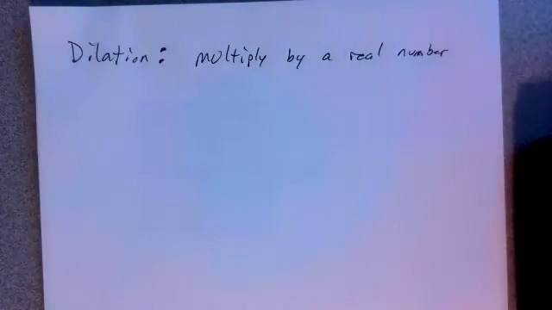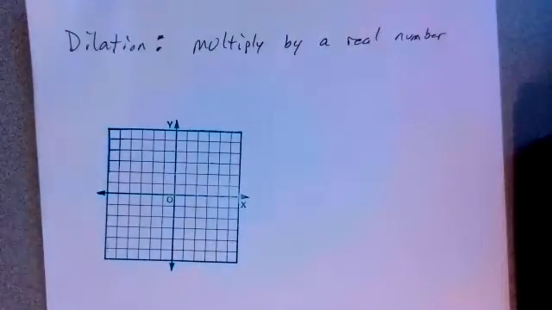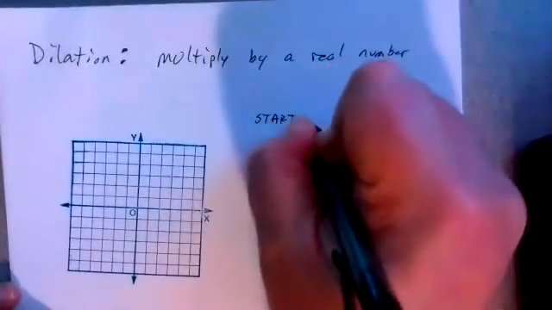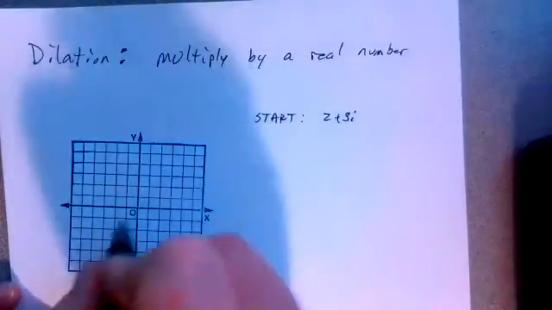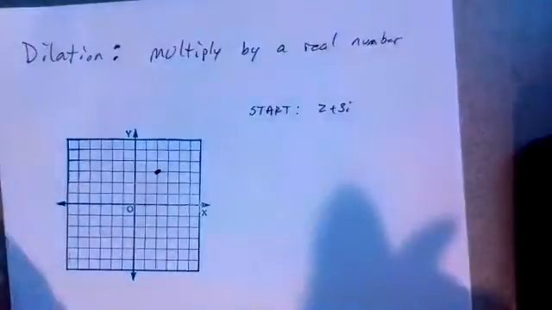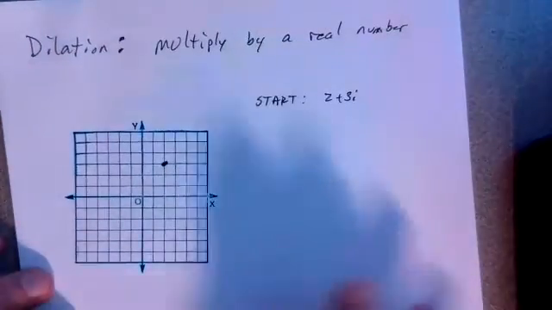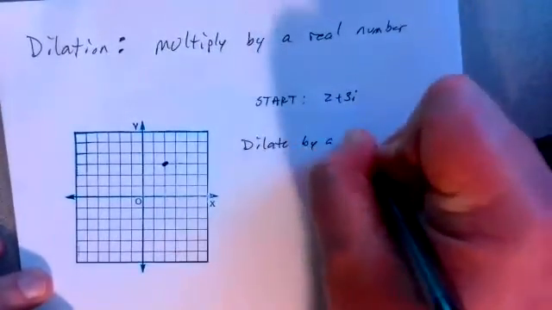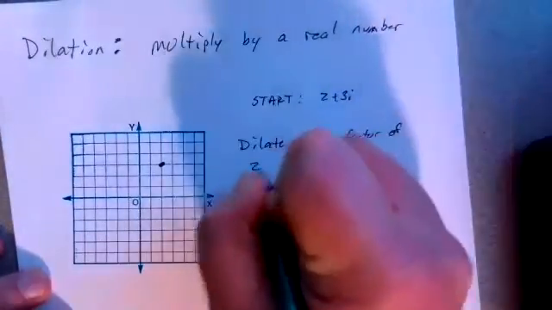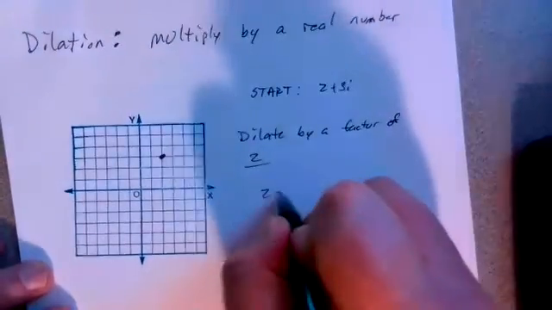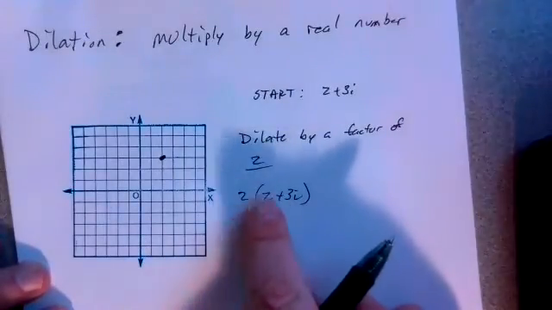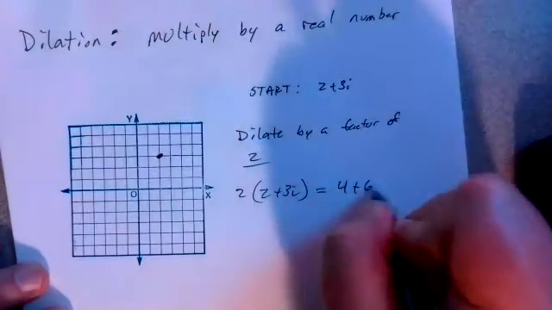So let's do this. Take a look at that point again. Let's take a look at that starting point. I like 2 plus 3i. That's a nice little point there. 2 plus 3i. Right there. Okay. Now, I want to dilate this, so I'm going to dilate by a factor of 2. Okay? So I'm going to say 2 plus 3i, and I'm going to multiply it by 2, and I'm going to just distribute through, so I get 4 plus 6i. So that equals 4 plus 6i.